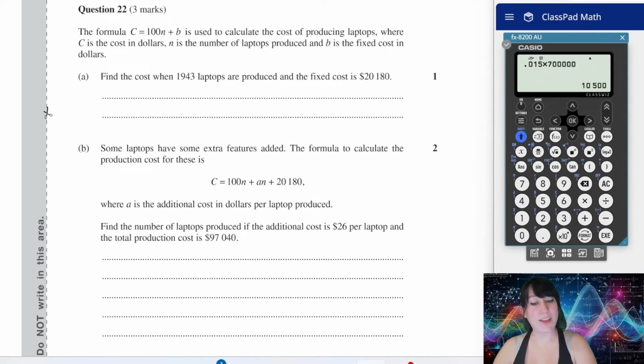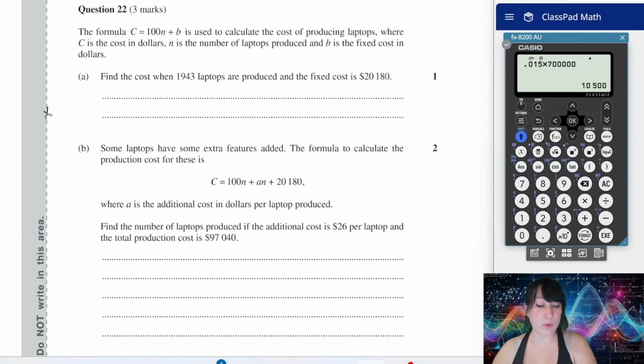Question 22. The formula C equals 100N plus B is used to calculate the cost of producing laptops, where C is the cost in dollars, N is the number of laptops produced, and B is the fixed cost in dollars. Find the cost when 1,943 laptops are produced and the fixed cost is $20,180. So, this is about using formulas.